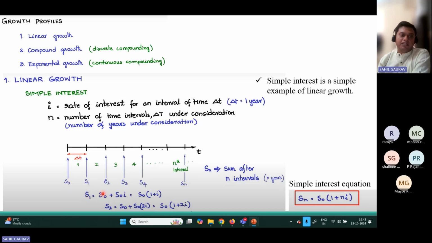the value of money at 1 year will be S0 plus S0 I, where S0 is the present worth of money. So S1 is S0 into (1 plus I), and similarly S2 will be S0 plus S0 into 2I, so it will be S0 into (1 plus 2I). So you can write the sum after n intervals as Sn is equal to S0 into (1 plus nI). This is the simple interest equation.